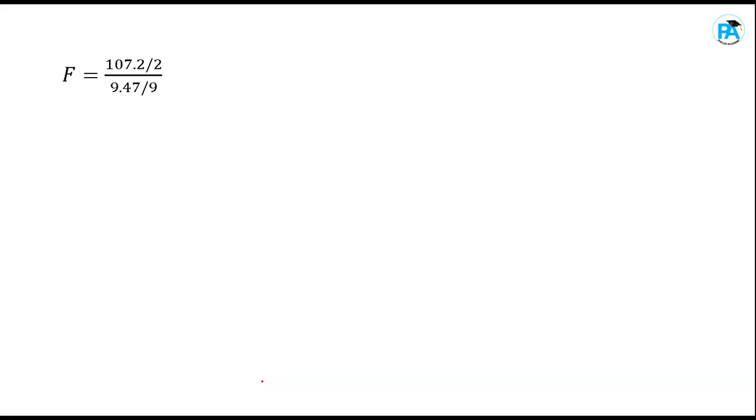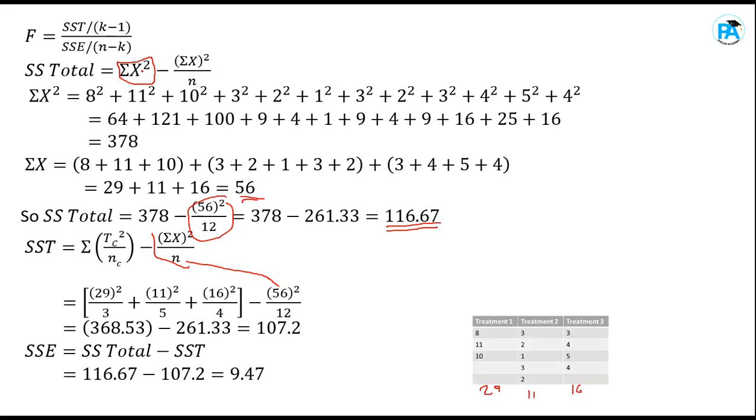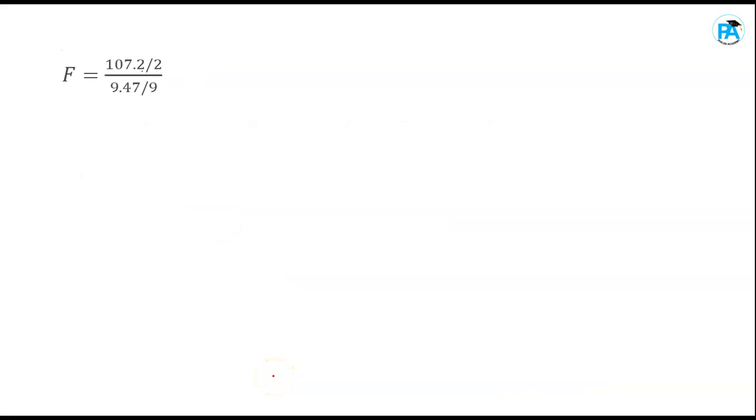So the next thing to do is to find F. Now, the formula for Fc is what? SST over k minus 1 divided by what? SSE over n minus k. So if you go back, we got SST to be 107.2, isn't it? And SSE is 9.47, so we substitute it there.